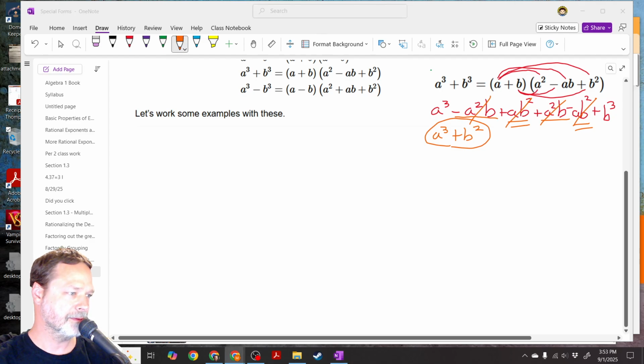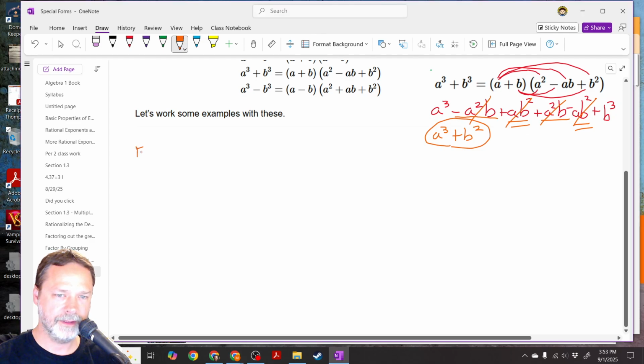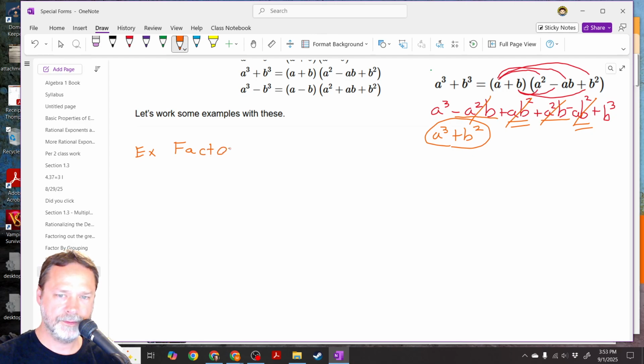And I mean, it's really, really easy, really straightforward. I think we've seen the difference of squares before, but we'll just do a couple. So let's do a difference of squares. In this case, we're going to factor 25x squared minus 9. All right, so I know my special forms.